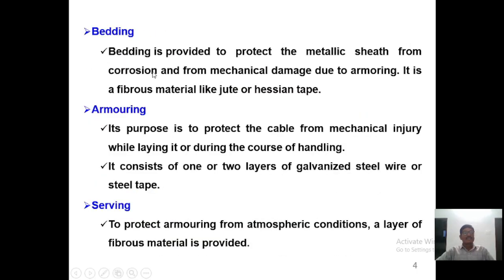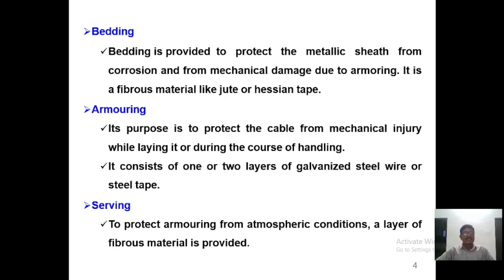About the bedding, after the lead sheath, the bedding is provided. Bedding is provided to protect the metallic sheath from corrosion and from mechanical damage due to armoring. It is a fibrous material like jute or Hessian tape.